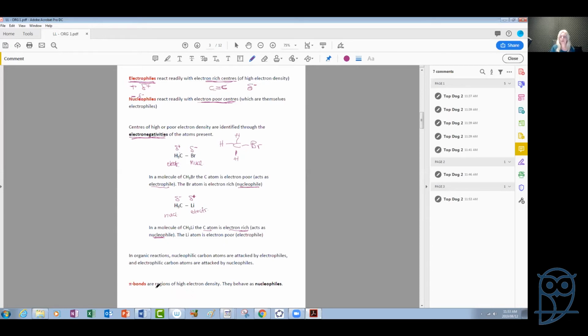And the pi bonds are regions of high electron density. That is why the double bond is considered to be an electron-rich center, because we have a sigma and a pi bond. So the pi bonds are regions of high electron density. In other words, the double bonds are to be considered as nucleophiles, because they are electron rich. They behave as nucleophiles.